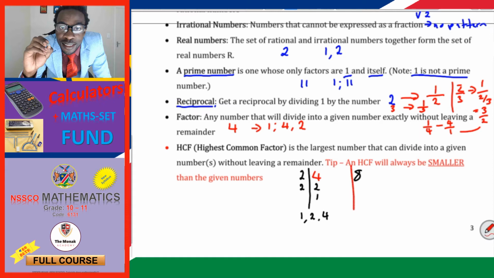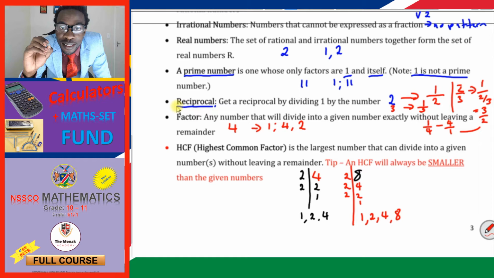2 can go into 8 4 times. 2 can go into 4 2 times. And 2 can go into 2 once. So 8, there is 1, there is 2, there is 4, and there is 8. So all these numbers can go into 8. They are all factors of 8. And 1, 2, 4 are all factors of 4.